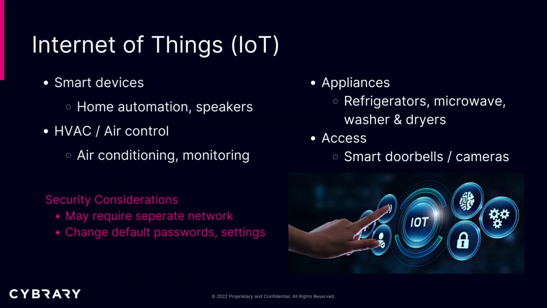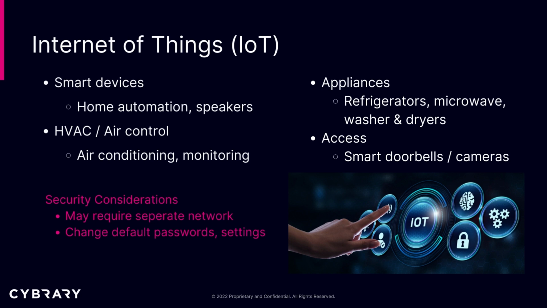Internet of Things. In recent years, we have come to a place where there are a lot of devices on our networks. And these devices do a lot of different things. It may be home automation, it may be speakers, HVAC and air conditioning control and monitoring, appliances, smart doorbells, smart appliances. As things get smarter, they're becoming more internet aware. And as they're on the internet, we have to make sure that these devices are secure.